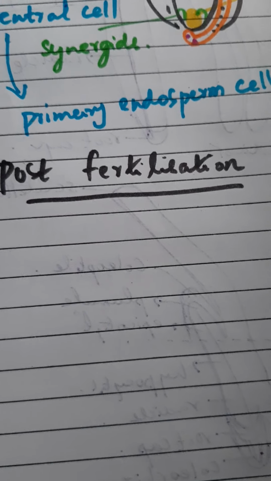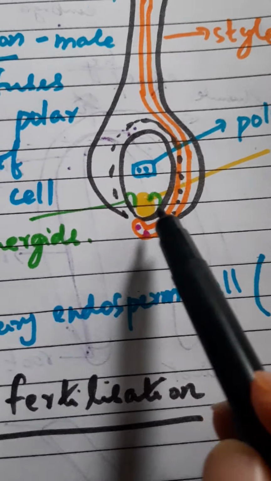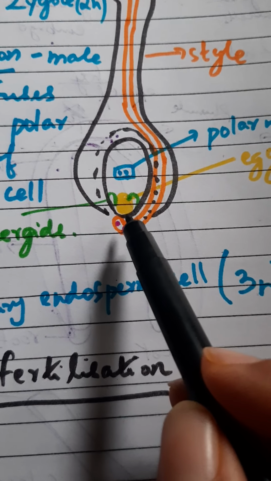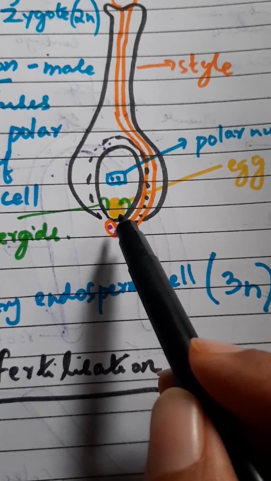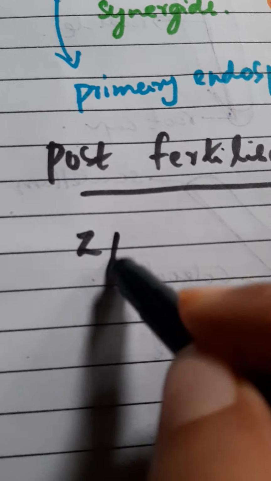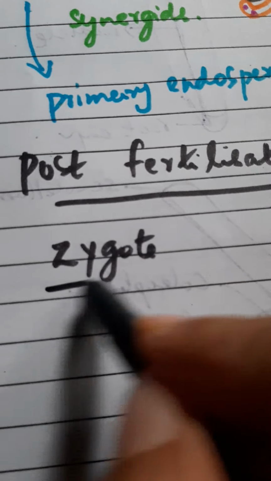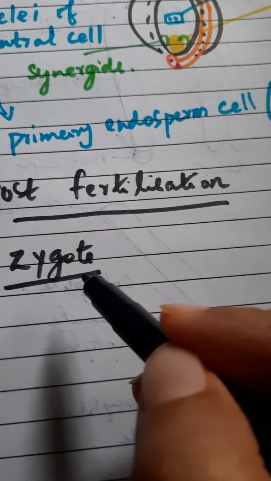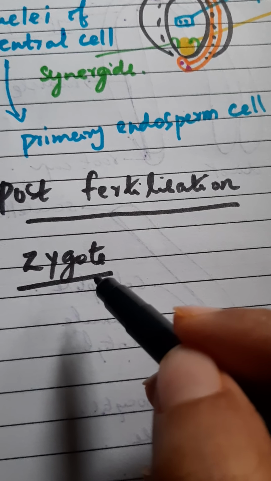Of course, from the previous chapter you know that after fertilization the petals will dry and fall off, stamens also will dry and fall off. What about the other parts? We will start with the egg. The egg after fertilization will get transformed to form zygote. So what will happen to zygote? This we will be learning in post-fertilization events.